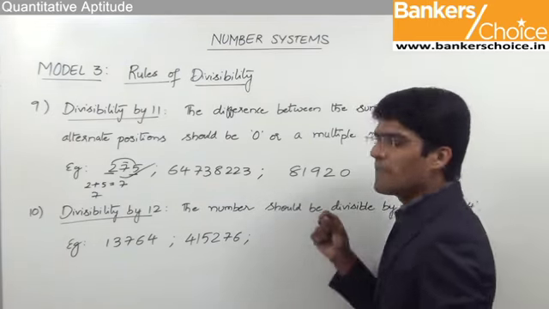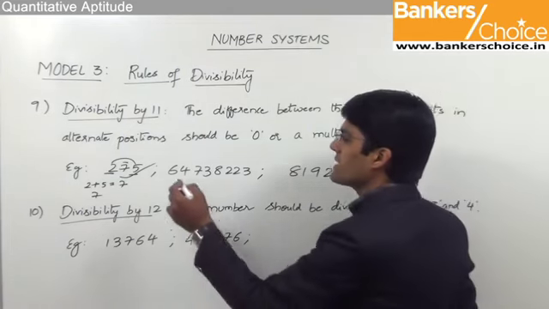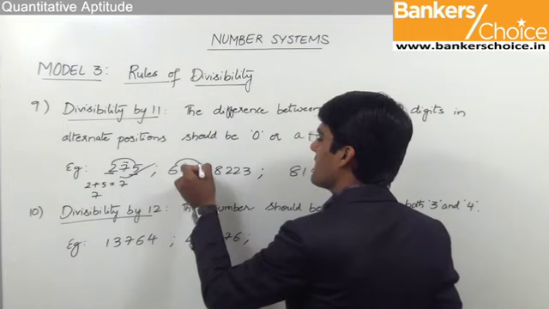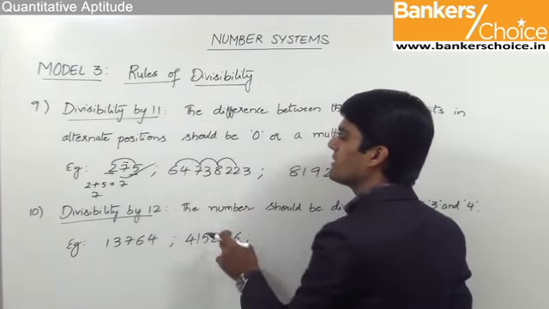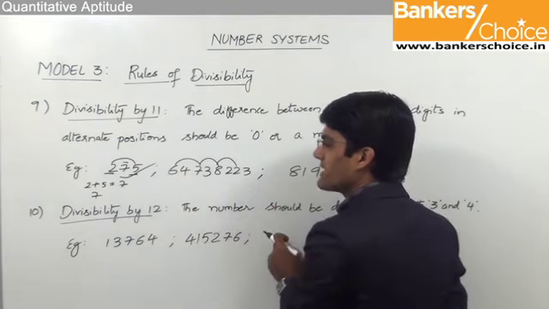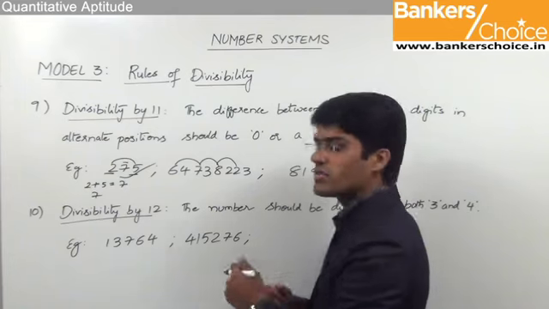As given here, we first need to find out the sum of alternate positions. So let us find out the sum of alternate positions here: 6 plus 7 plus 8 plus 2. So as you can see, we are taking all the alternate positions. 6 plus 7 is 13. 13 plus 8 is 21. 21 plus 2 is 23.